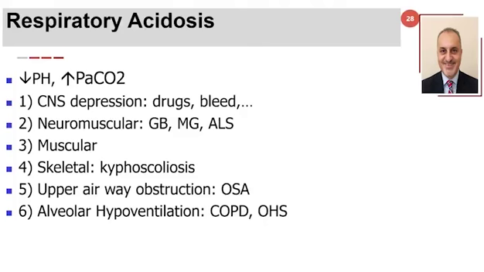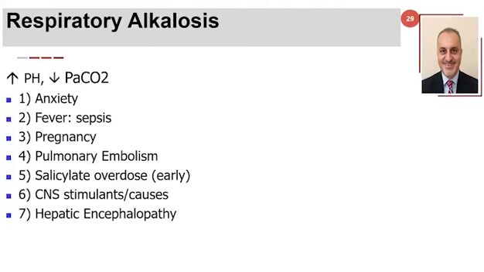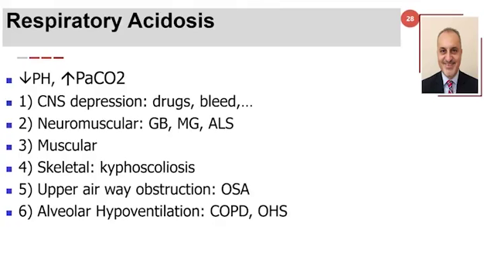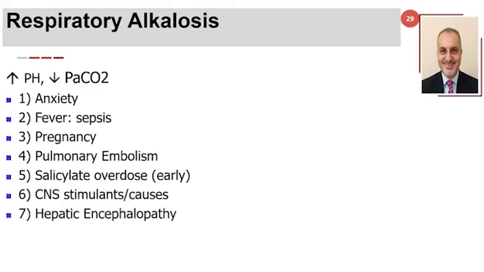In respiratory acidosis, the treatment is basically to try to improve your ventilation by increasing your tidal volume. Respiratory alkalosis, the pH is high, but the PCO2 is low. And again, these are the causes. Anything that will make you hyperventilate, from anxiety to fever, pregnancy, PE, early salicylate poisoning, because late salicylate poisoning will give you anion gap acidosis, CNS stimulation, and in people with hepatic encephalopathy.